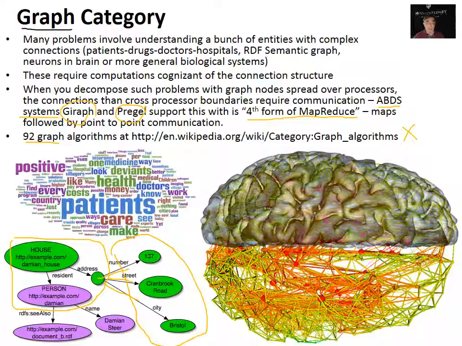So communication is related to links that cross processor boundaries. And graphs are hard because those links are often very irregular, and dealing with irregular point-to-point communication is tough.